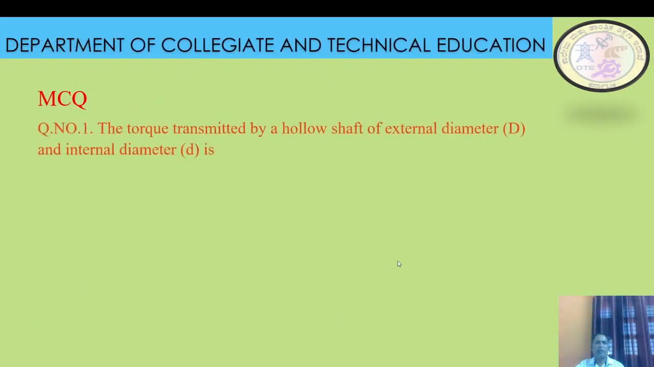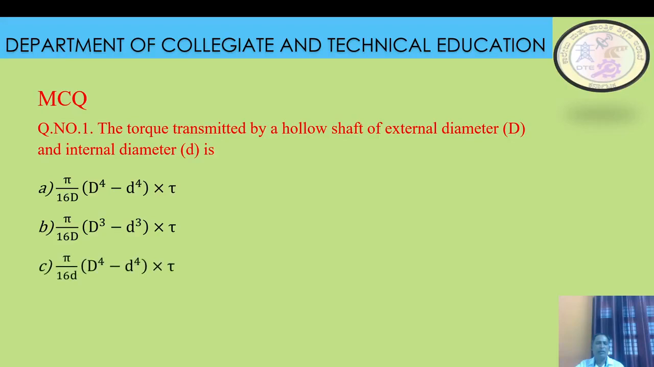So here are some of the MCQs. The torque transmitted by a hollow shaft of external diameter D and internal diameter small d is: option A, pi by 16 D into D raised to 4 minus small d raised to 4 into tau. Second option is pi by 16 D into D cube minus small d cube into tau. Third option is pi by 16 capital D into D raised to 4 minus small d raised to 4 into tau, and fourth option is pi by 16 D raised to 4 minus small d raised to 4 into tau. So the correct answer is option A.